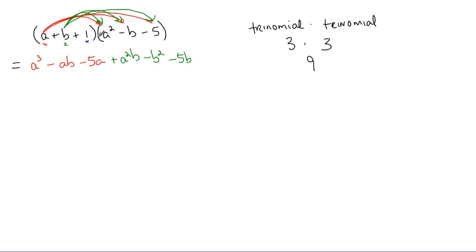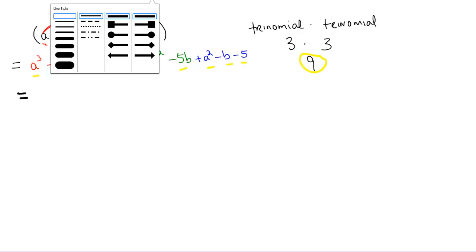The last thing in our first polynomial, pardon me, is the 1. We're going to distribute it in the same fashion. 1 times a squared is just plus a squared. 1 times negative b is minus b. And 1 times negative 5 is negative 5. There are 1, 2, 3, 4, 5, 6, 7, 8, 9 terms affected. There's a quick and easy way to check and make sure that you haven't missed anything as you were working.